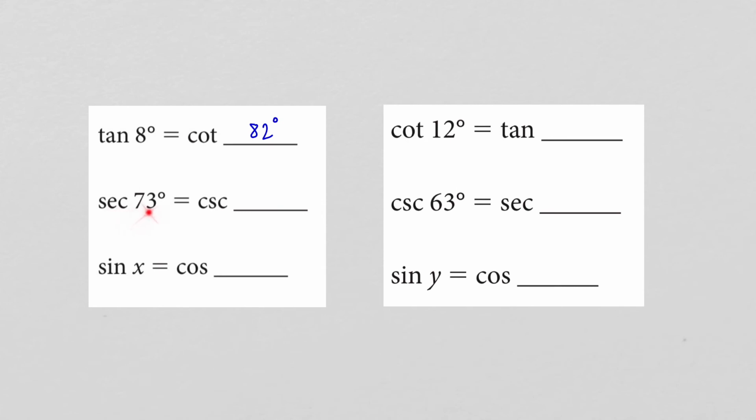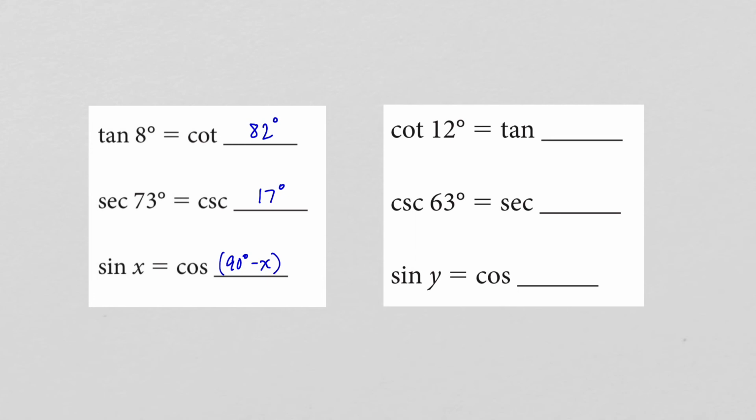So secant of 73 degrees is the same as cosecant of 17 degrees. And that's because 73 degrees and 17 degrees add up to 90 degrees. Now the last one says sine of x is the same as cosine of what? Well, again, we need the complement of x, and we know that that is 90 minus x.